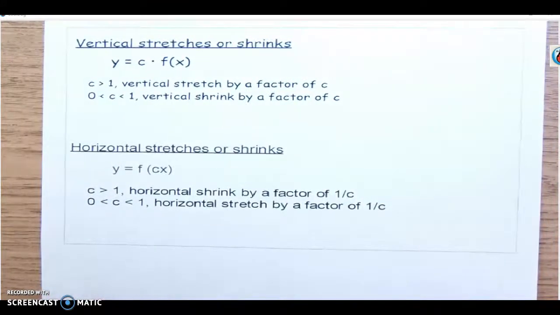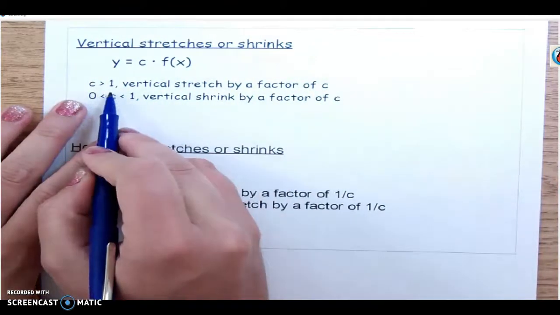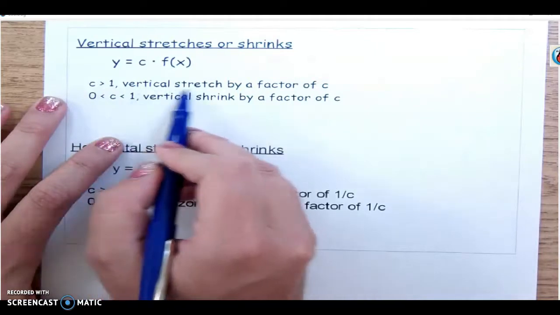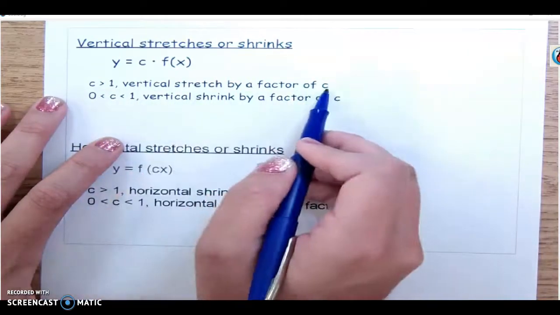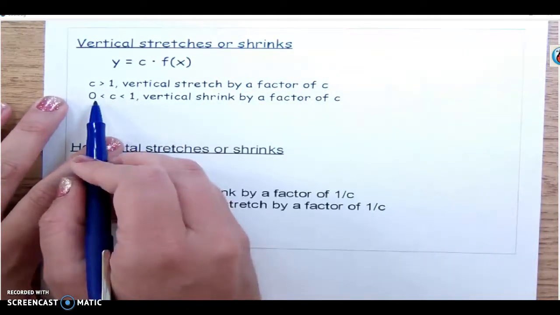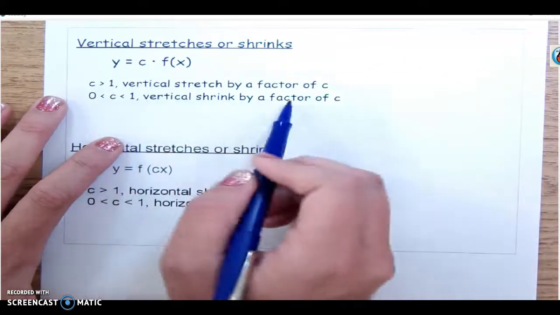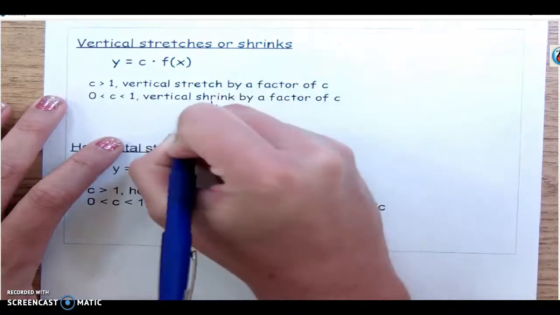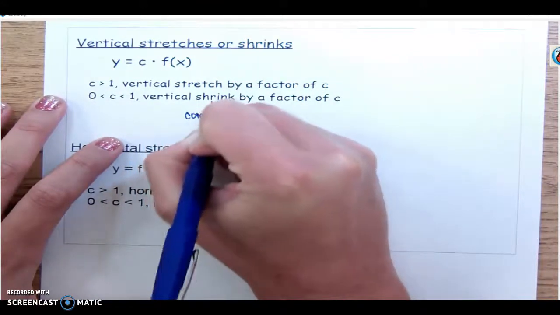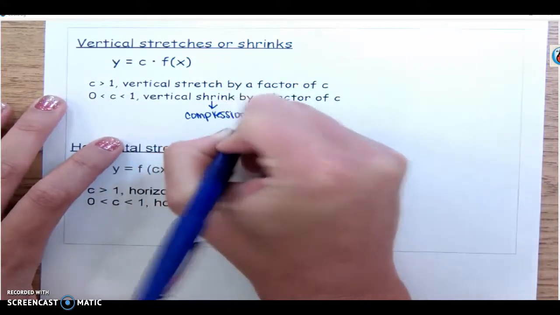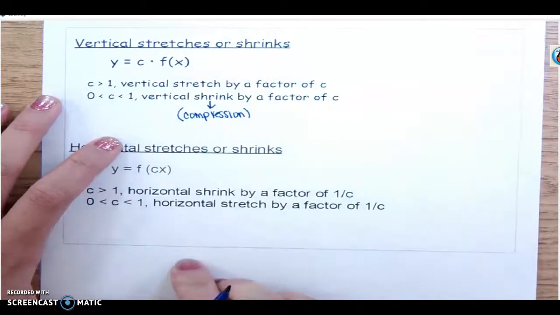So if you have y equals c times f of x, so c is a constant here. If c is greater than 1, then you're going to have a vertical stretch by a factor of c. If the c value is between 0 and 1, then you're going to have a vertical shrink. And you might see the word compression instead of shrink. Either word could be used here by a factor of c.